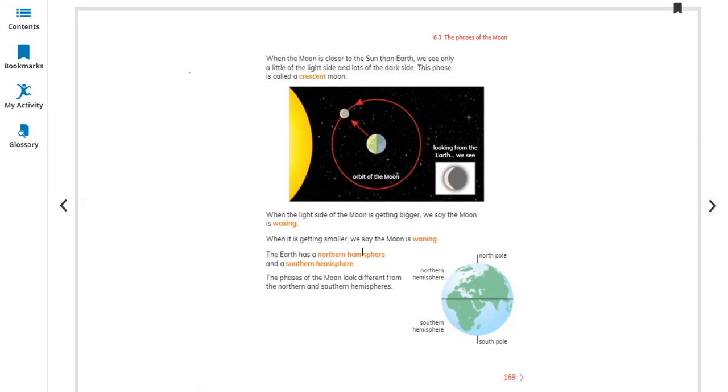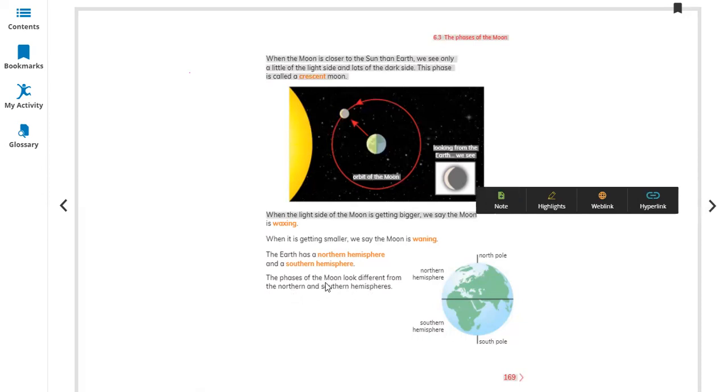The Earth has a northern and a southern hemisphere. You can see the North Pole and South Pole, the northern hemisphere and southern hemisphere. The phases of the moon look different from the northern and southern hemisphere, obviously, because the Earth here and the moon here are not similar, so it's different. The phases of the moon look different from the northern and southern hemisphere.